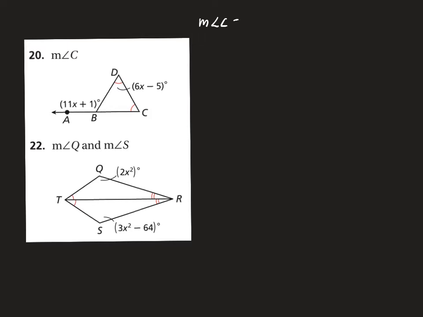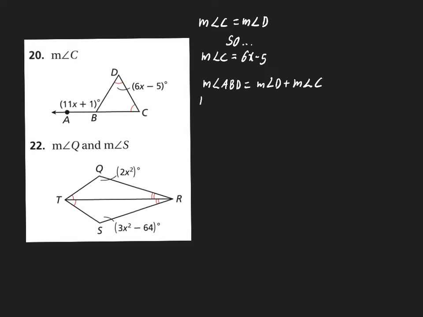Okay, so for the first one, it's stated that the measure of angle C is congruent to the measure of angle D. So we know that the measure of angle C has to be equal to the expression 6x minus 5. And because of the exterior angle theorem, we know that the measure of angle ABD is equal to the measure of angle D plus the measure of angle C.